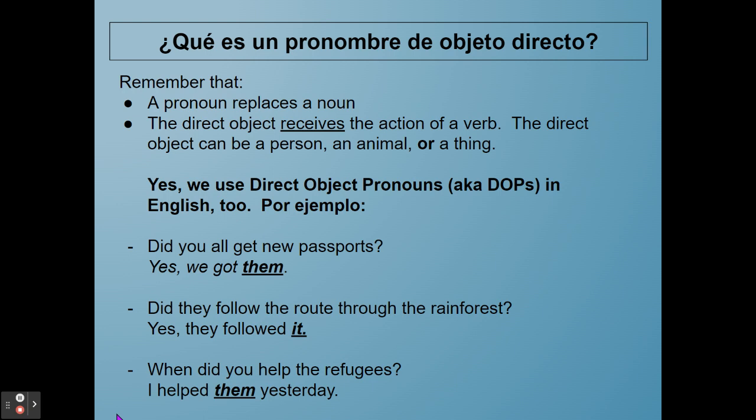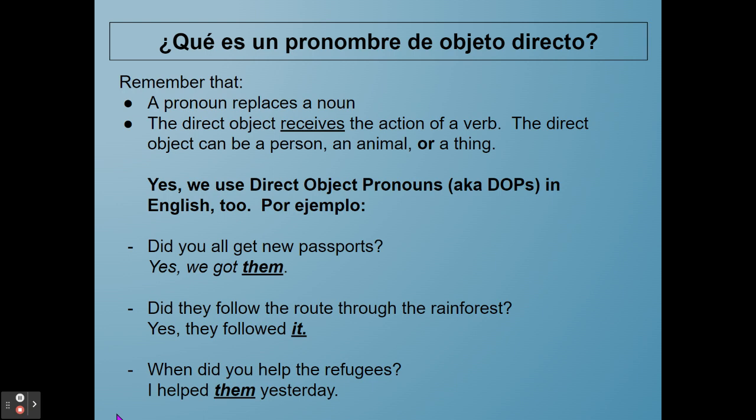But if you take a look at this first example here, did you all get new passports? And the answer is yes, we got them. Them being our direct object pronoun that is replacing the original direct object in the question, new passports. The second example here is, did they follow the route through the rainforest? And the answer is yes, they followed it. It, replacing the direct object in the original sentence, the route through the rainforest.